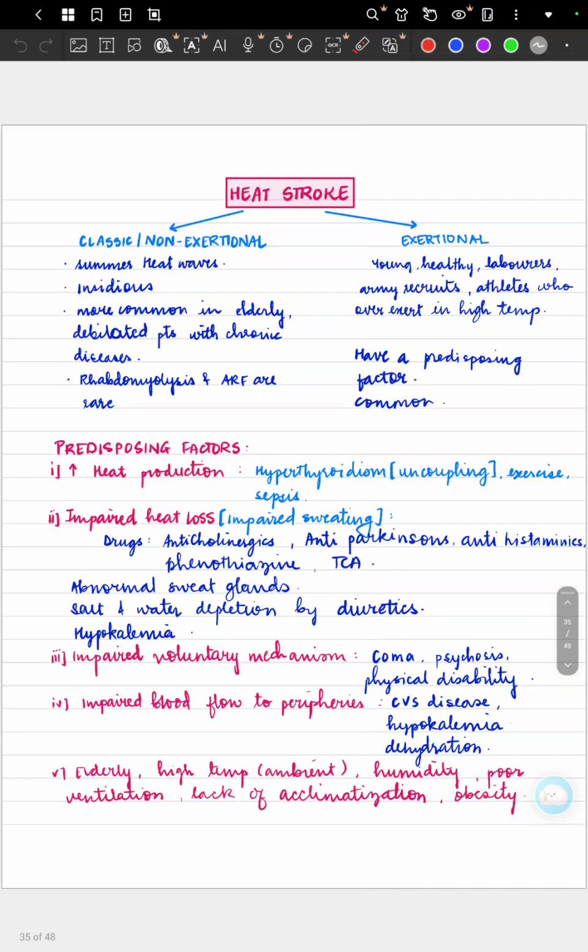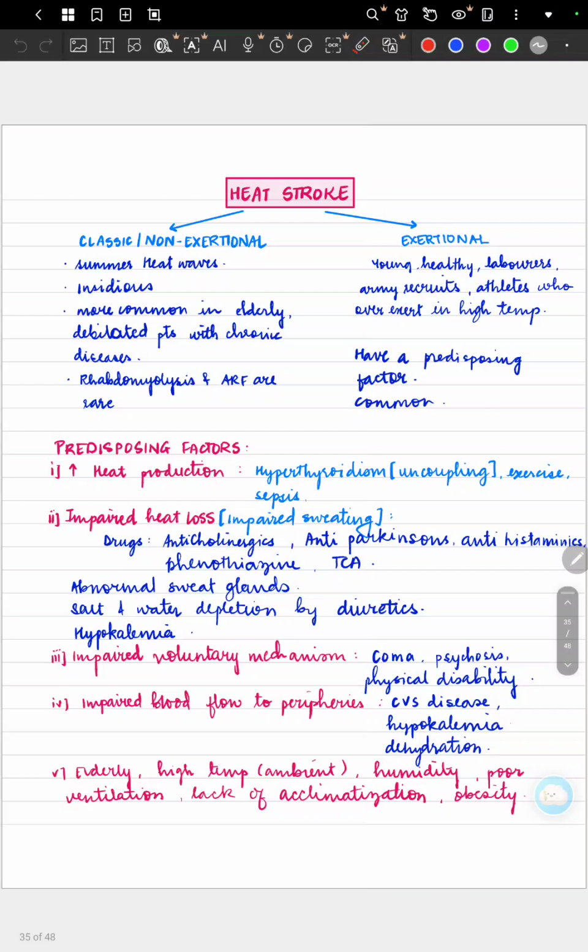The important thing now is heat stroke. Heat stroke is of two types: classical heat stroke, also called non-exertional, and exertional heat stroke. Classical non-exertional heat stroke is because of summer heat waves, and is insidious or gradual in onset. It is more common in elderly individuals, debilitated patients, persons with chronic diseases, or rhabdomyolysis and acute renal failure patients.